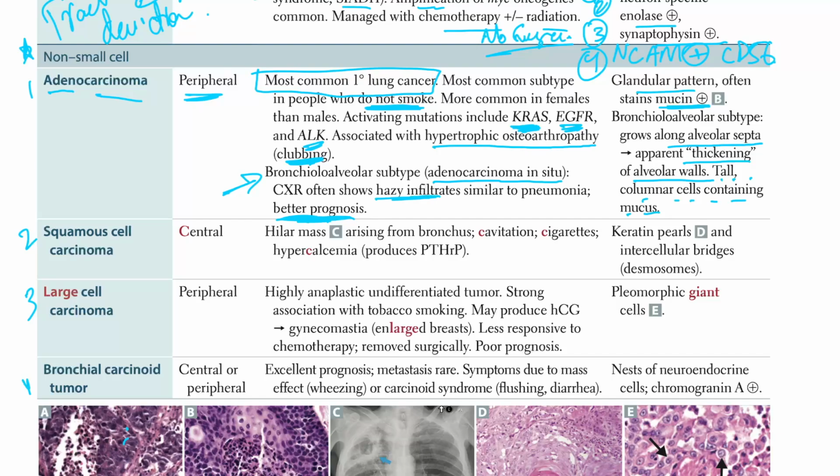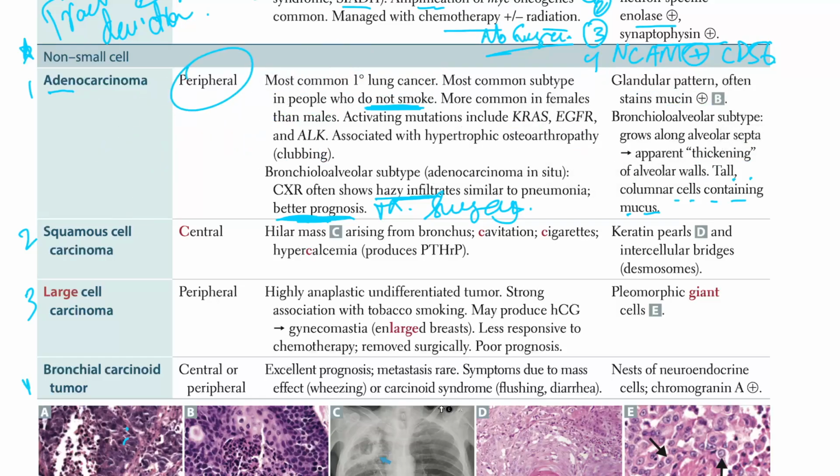Some high-yield points: although we're saying non-smoking, smoking would increase the risk of lung cancers, and non-smokers most commonly have adenocarcinoma. As for treatment, you can have surgery in the early stages. Because it is a peripheral tumor, it goes out into the pleura and causes pleural effusion.